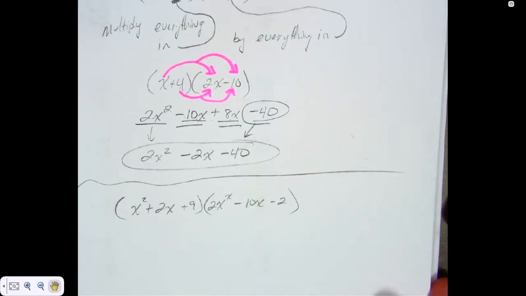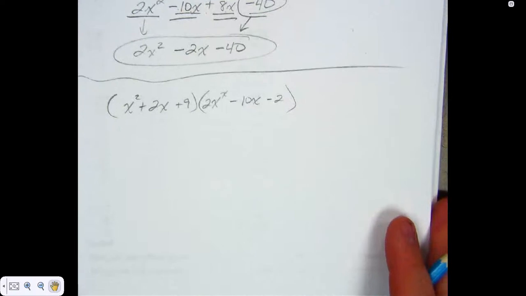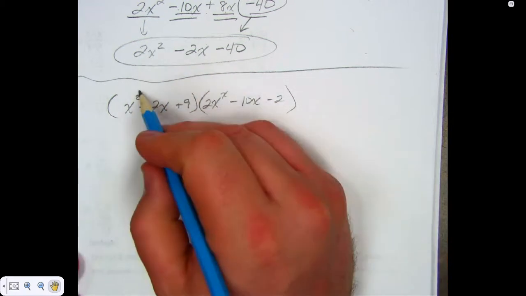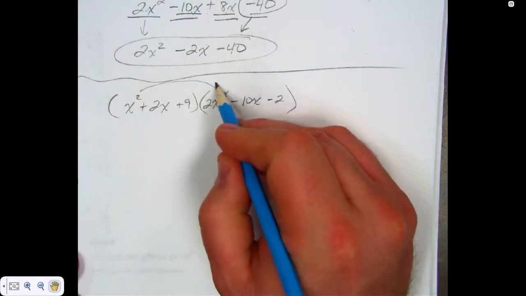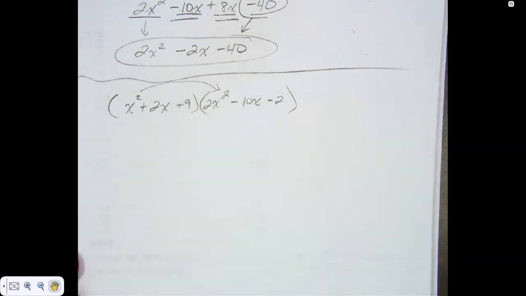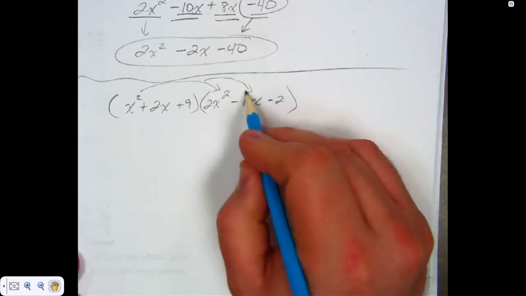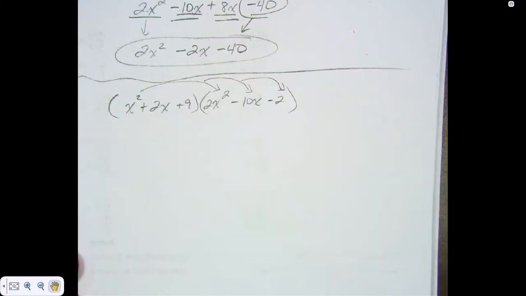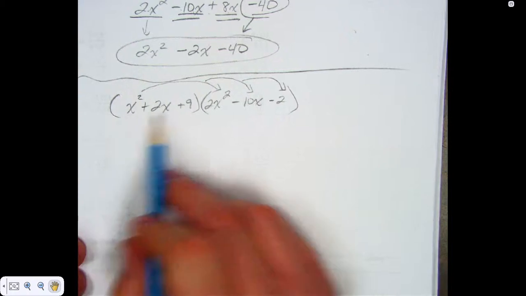This one here is not going to be a whole lot of fun, is it? I didn't mean the x, I meant that squared. That times that, that times that, that times that, right? When I've done that, I've multiplied the x squared times everything. So this is a long problem.